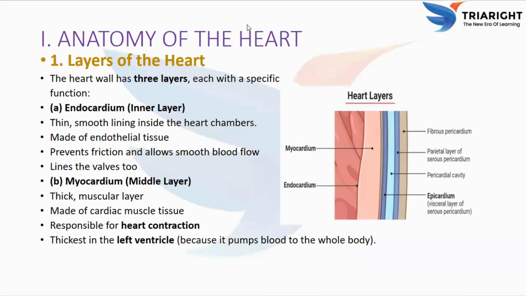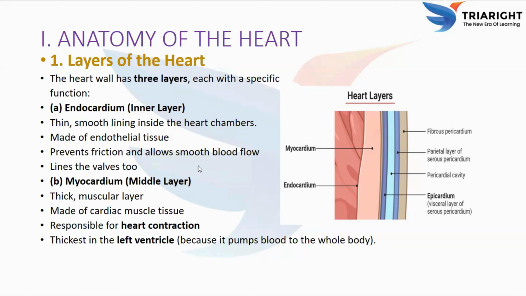So next, coming to the layers of the heart. What are the layers of the heart? The heart wall is made up of three main layers. The picture on the right shows these layers from inside to the outside. What are the three layers? Endocardium, myocardium, and epicardium, from inside to the outside.